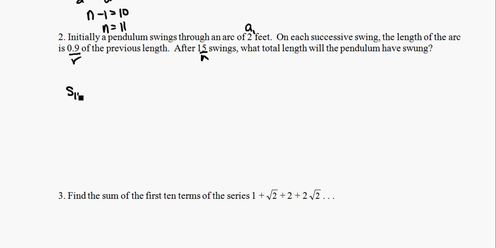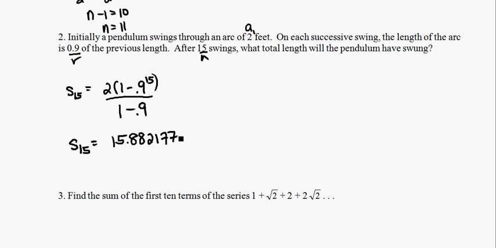So therefore, our sum of 15 terms would be 2 times 1 minus 0.9 to the 15th, all over 1 minus 0.9. And courtesy of my calculator, it would be 15.88217736. Not a very exciting problem.